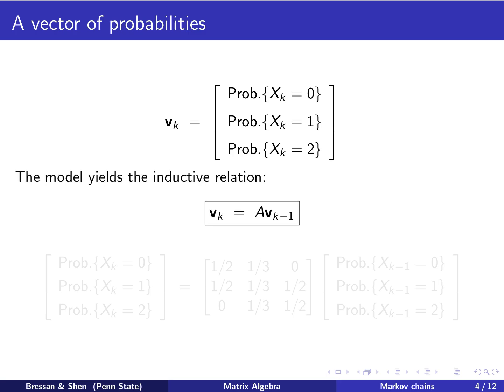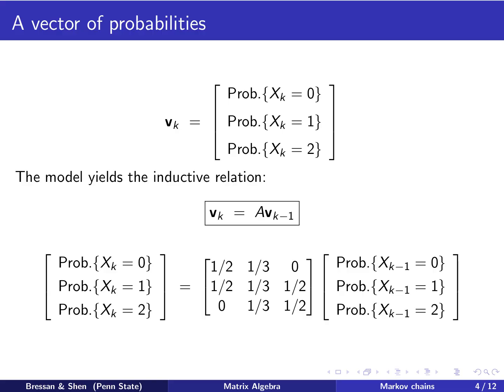And then the model that we just described gives us this inductive relation, that is vk, the probability you have at step k, depends on the probability you have at k minus 1 multiplied by this coefficient matrix. So if we write out each term in this equation, vk would be the probabilities at k for Xk to be 0, 1, or 2. And this part here is the matrix of the transition probabilities. And then times the vector, which is the probability of X at k minus 1, the previous step, taking the values 0, 1, and 2.